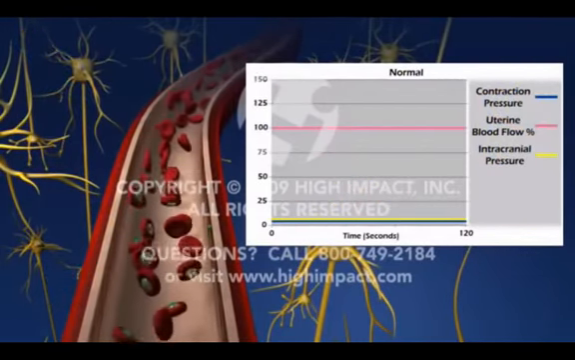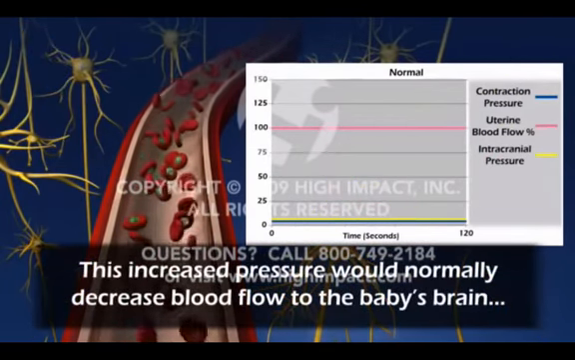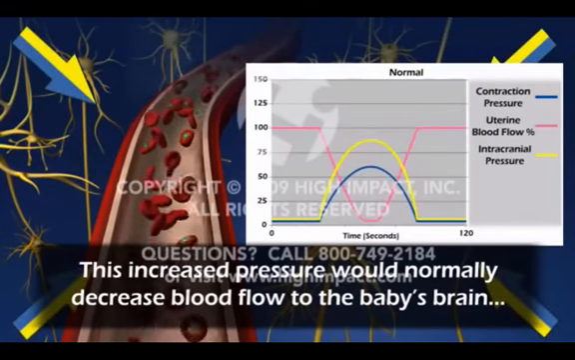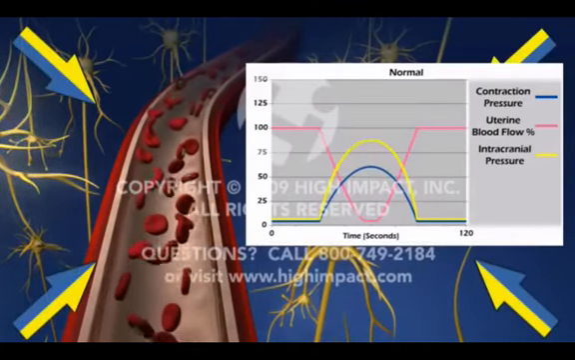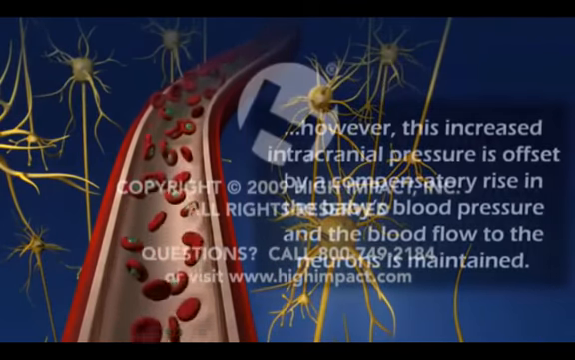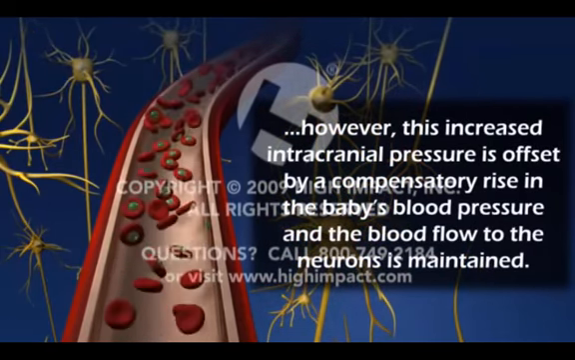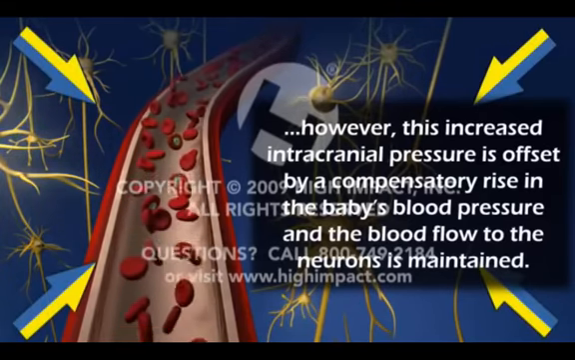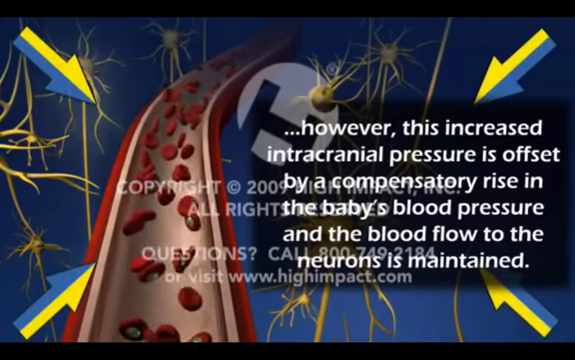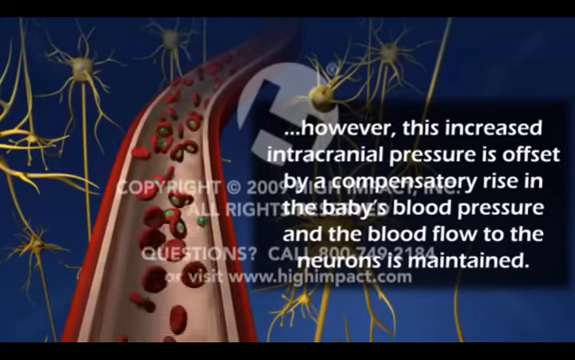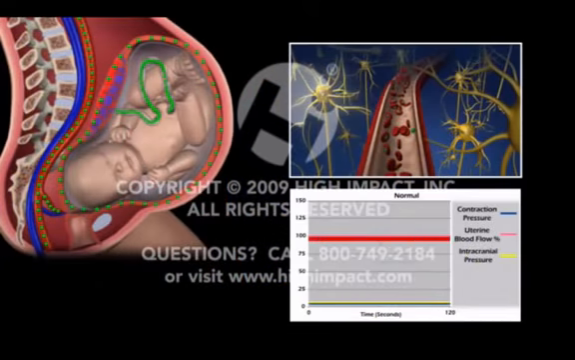Now we can see that what this picture is demonstrating is that as the oxygenated blood is brought to the brain, the neurons are able to fire and work correctly. During a contraction, there is less oxygen that's brought to the brain, and so there's less oxygenation of those neurons. The baby's blood pressure will rise during this period of time when the intracranial pressure is increased in order to bring more blood flow during those periods of time.